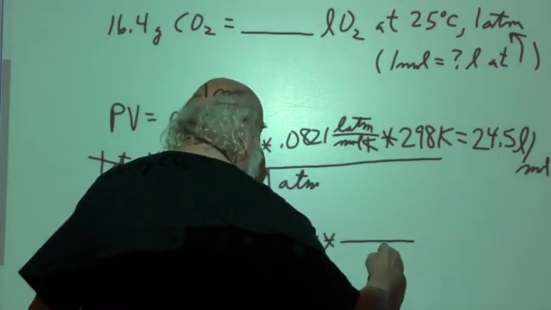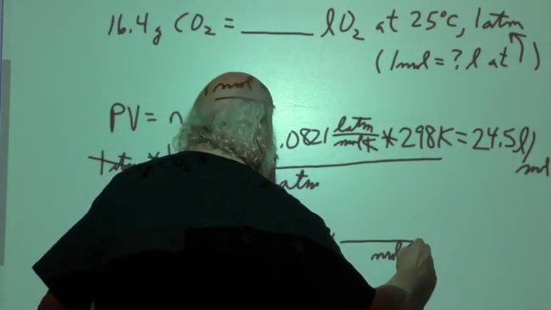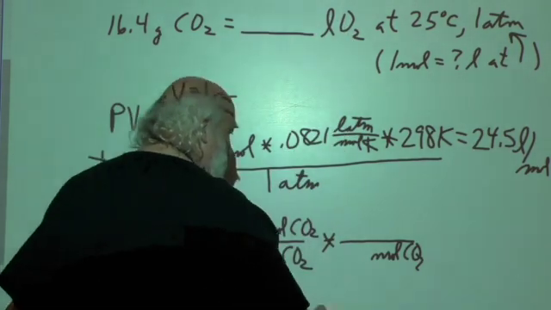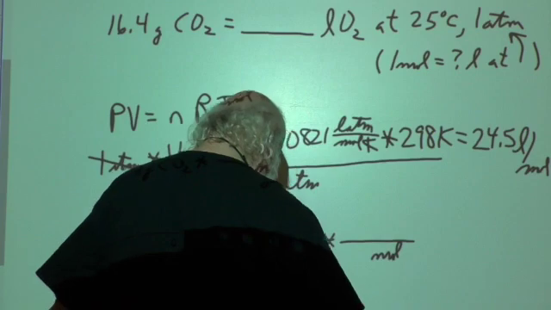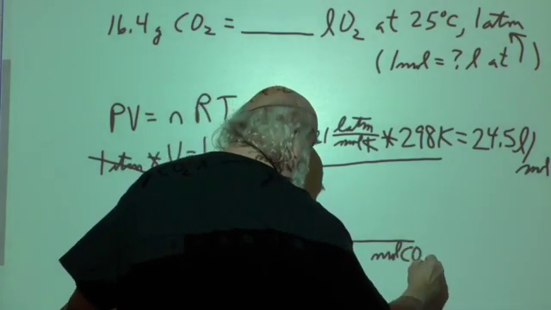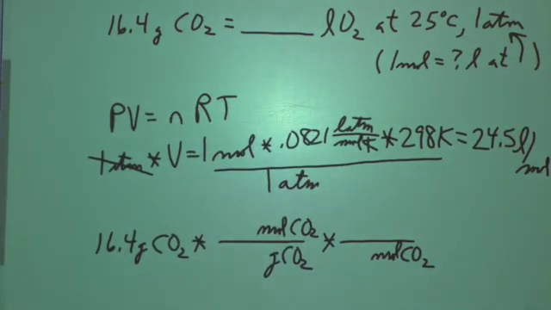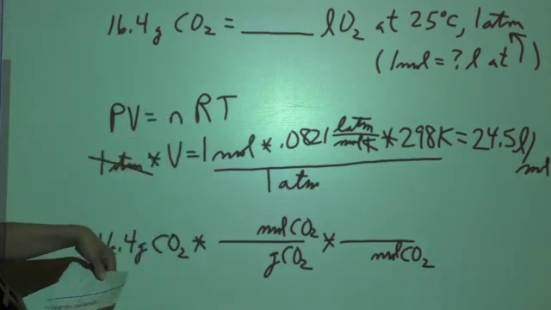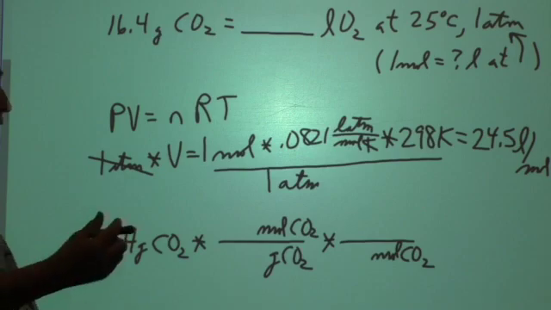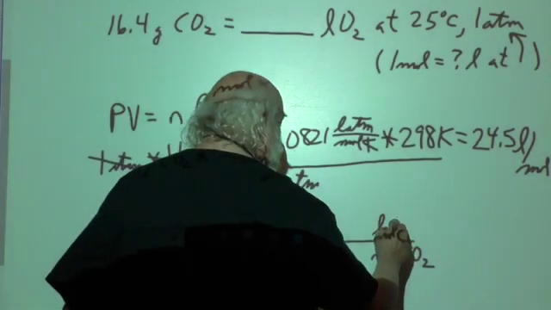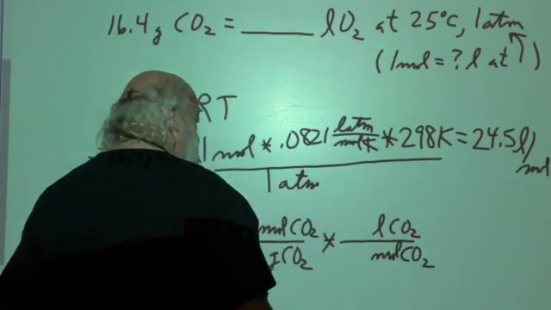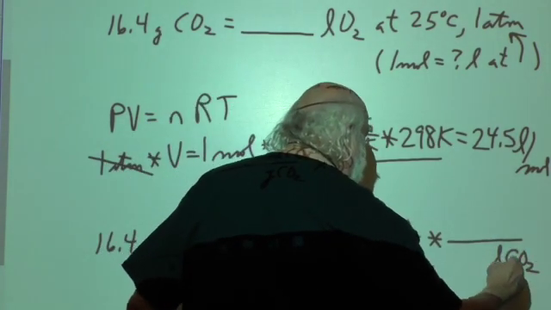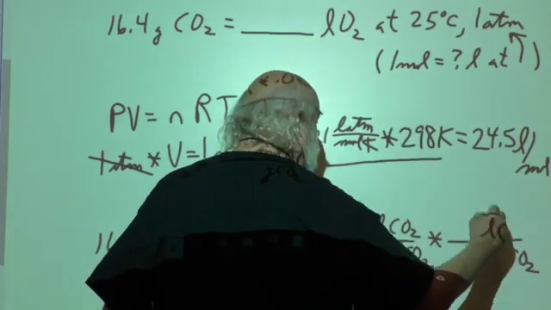And this gives us an opportunity to go in one of 2 directions, because we want to end up with liters of oxygen. Wow, that's weird, what happens when I don't look when I write. So we can change that to moles of oxygen, or we can change that to liters of carbon dioxide. I'm going to change to liters of carbon dioxide. And then my liters of carbon dioxide can now be changed to what I want, liters of oxygen.